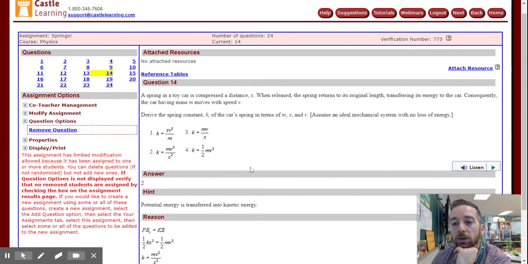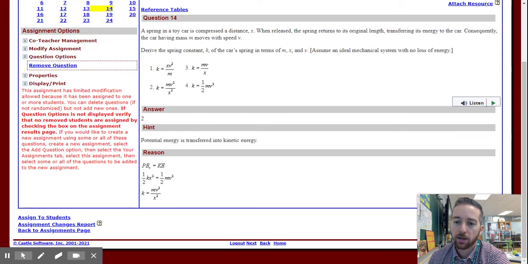Question 14. Derive the spring constant in terms of m, x, and v. Ooh, I like this one. Spring toy cars compress distance x when it's released, transferring energy, and has mass m and speed v. So again, energy transformation and conservation. Your energy is transformed from potential in a spring to kinetic. That's why we're setting those equal to each other, because it's conserved, so they're the same. And then you just write the equations out and rearrange. The 1/2 is on both sides, so you could cross it out. And then you just divide by x squared, and you get it.